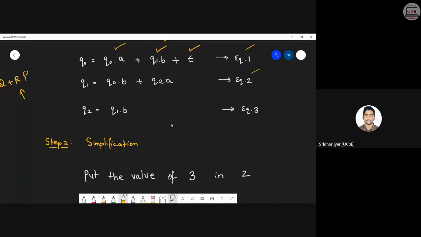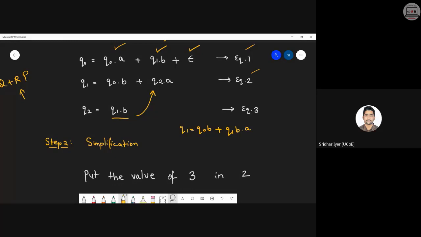See, basically, what is happening? Have a look over here. Q2 is equal to Q1B. Q2 is equal to Q1B. So if I put this value of Q2 in this equation, this basically gets converted into something like this: Q1 is equal to Q0B plus Q1B dot A. Yes or no? I have substituted equation 3 in equation 2.